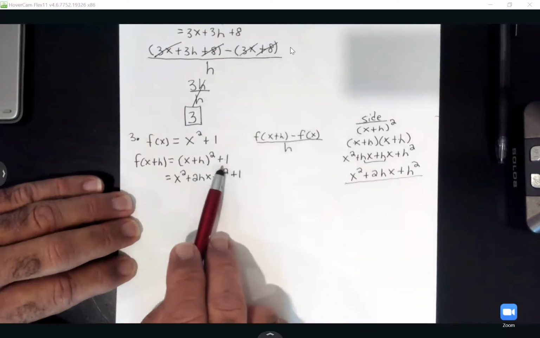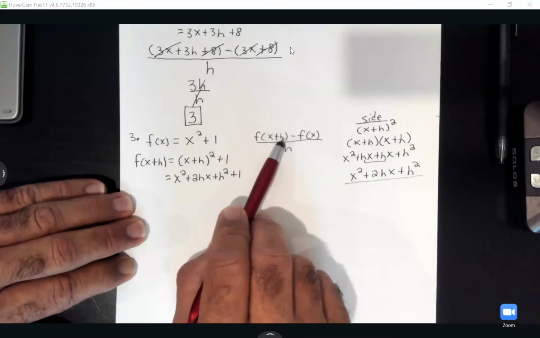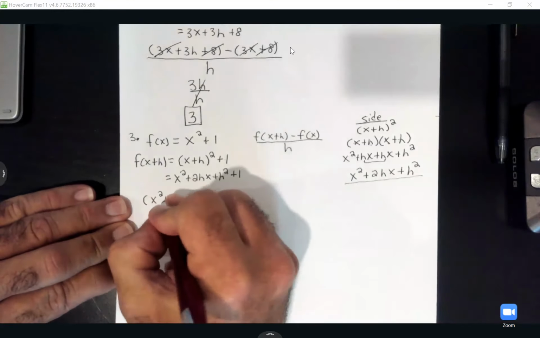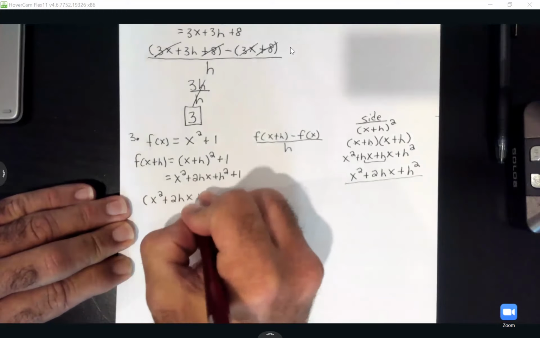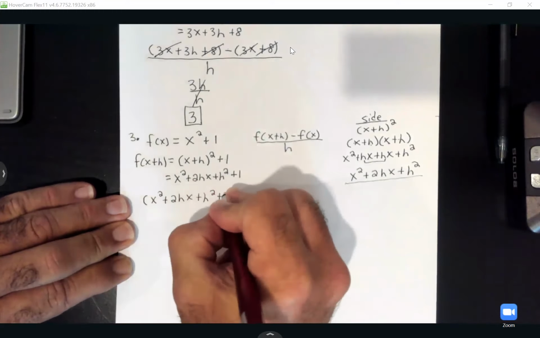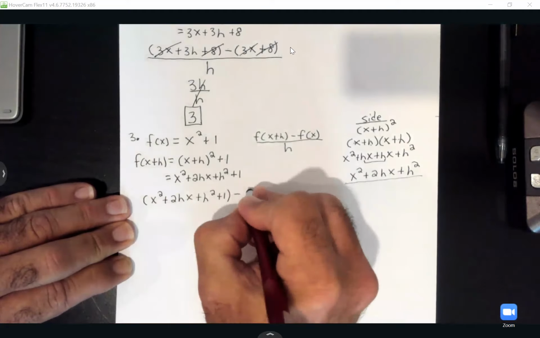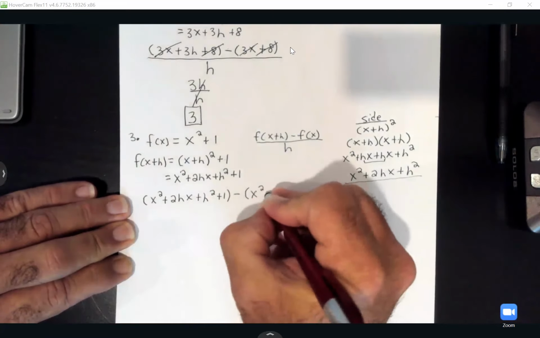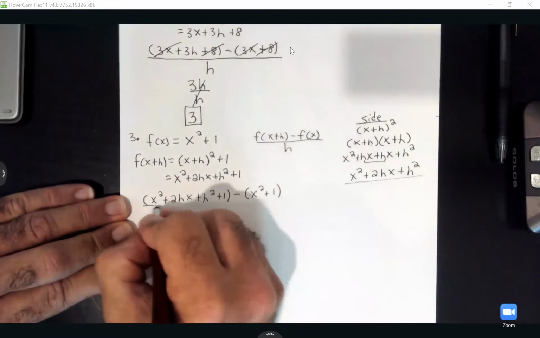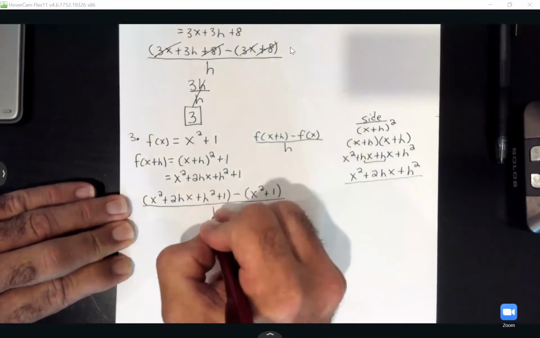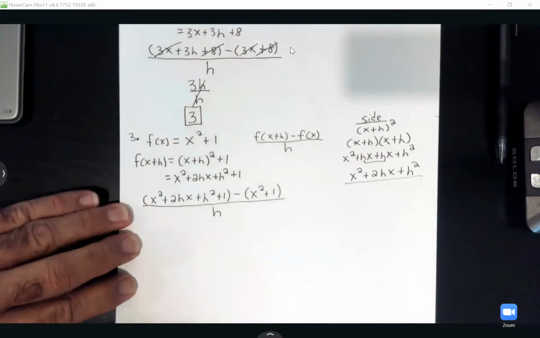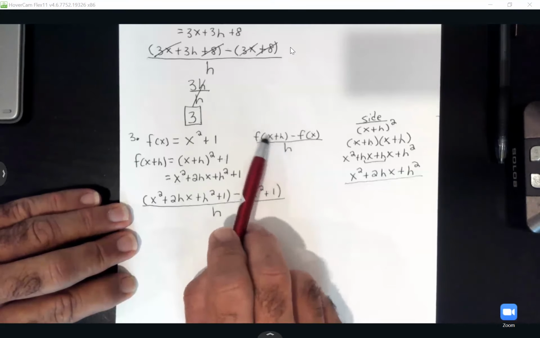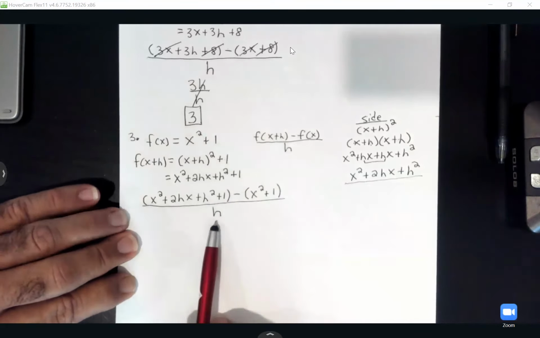So since I can't simplify it any further, I'm now going to plug it into our formula. So f of x plus h was x squared plus 2hx plus the h squared plus 1 minus my f of x, which was the x squared plus 1. We're going to divide all that by the h. So that's the whole trick to this formula, is finding this f of x plus h stuff. Because once we find that and plug it in, it's just now simplifying all this.